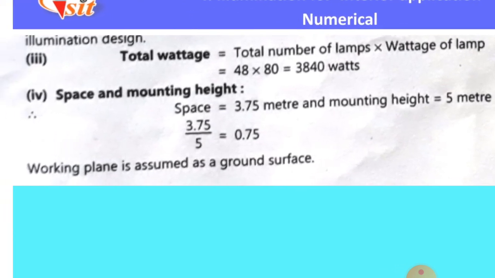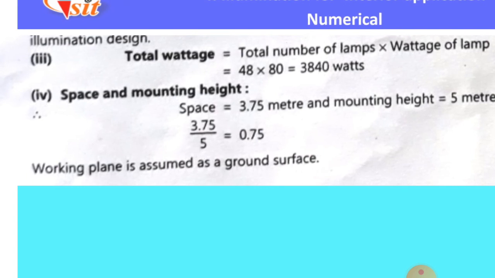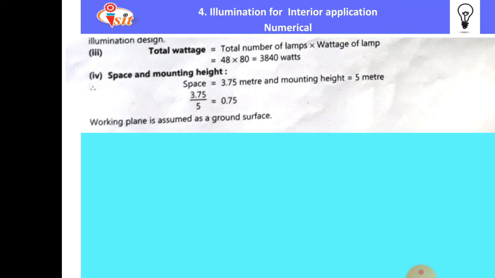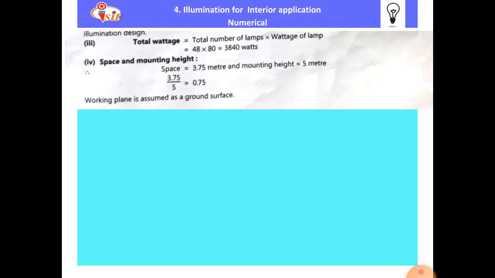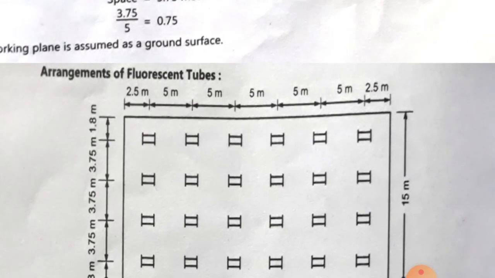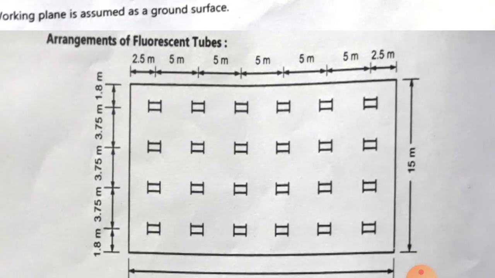Space and mounting height. The space is equal to 3.75, which comes out from the layout, and height is given in the problem also, that is 5 meter. So space to height ratio is 0.75. Working plane is assumed as ground surface, therefore 5 meter height is considered for the given layout.